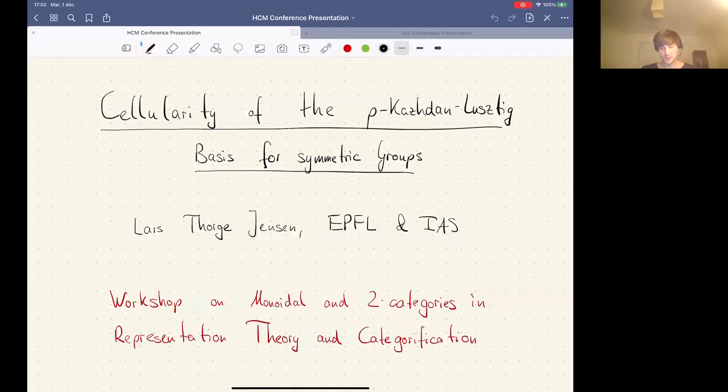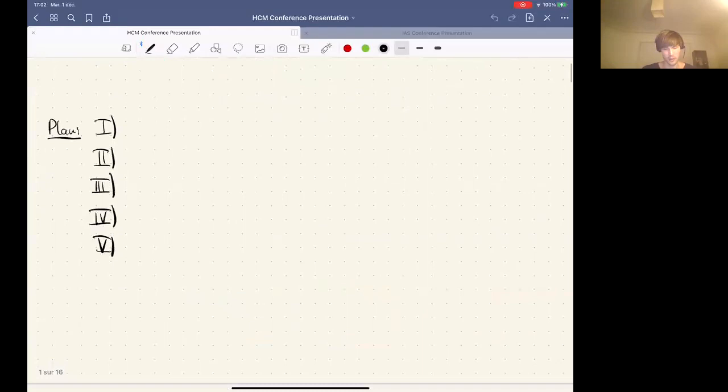The title for my talk today is Cellularity of the p-Kazhdan-Lusztig Basis for Symmetric Groups. Here is what I want to talk about. My talk will consist of five parts. First, I'll start by recalling the Robinson-Schensted correspondence, and explain basically its connections to Kazhdan-Lusztig cells.